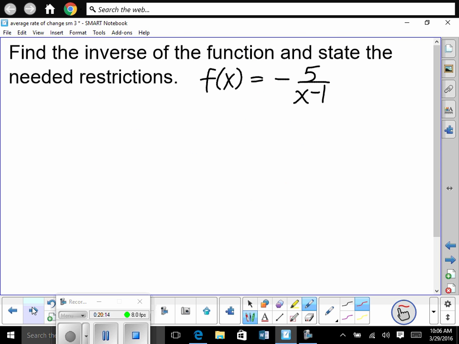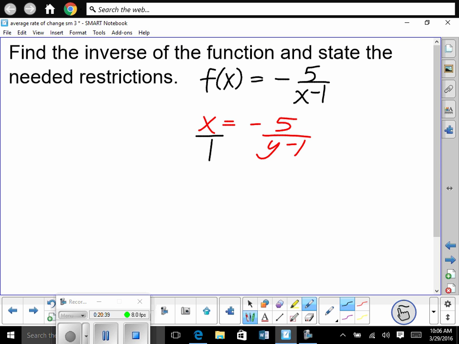Find the inverse of the function, state the needed restrictions. Whenever I say find an inverse, what's our first step? Switch x and y, guys. If you don't know how to find an inverse, we can't move you on next year. So switch x and y. So wouldn't that be x is equal to negative 5 over y minus 1? Solving for y algebraically, there's a couple different ways to do this. Pay attention, watch. Algebraically, I'm an algebra junkie. Isn't this x over 1?